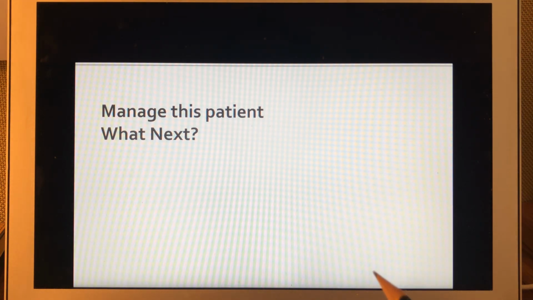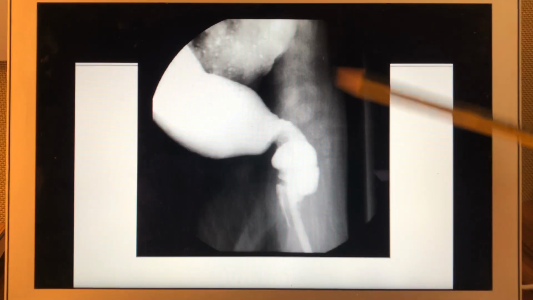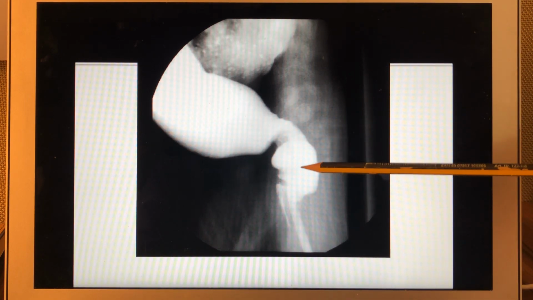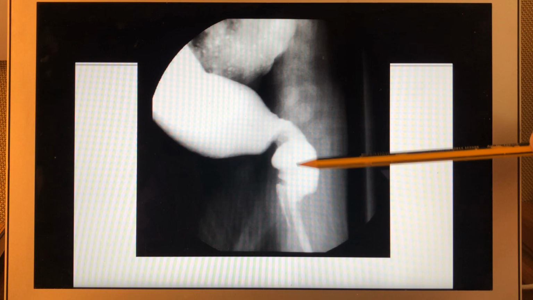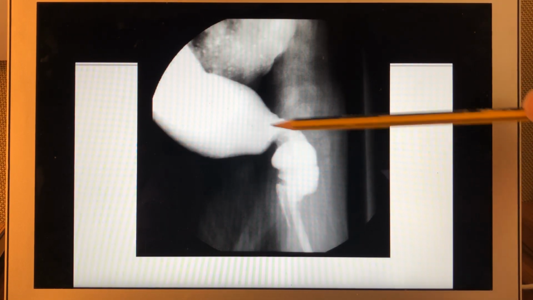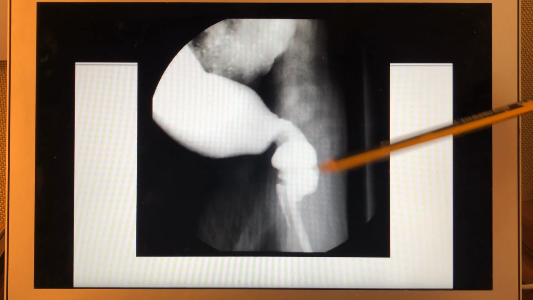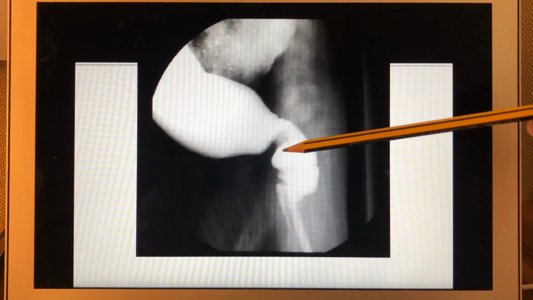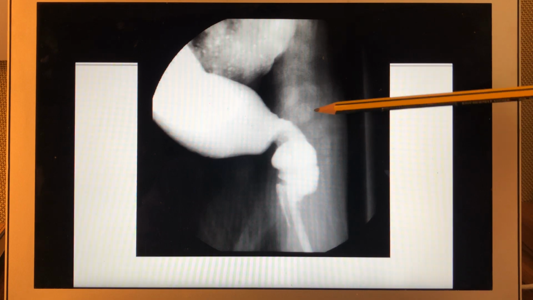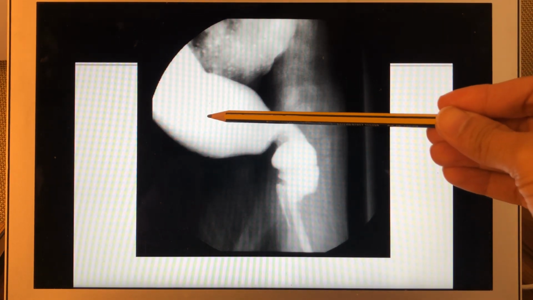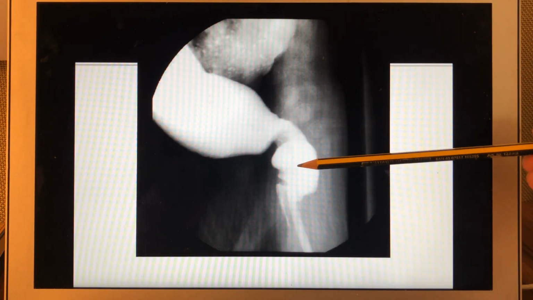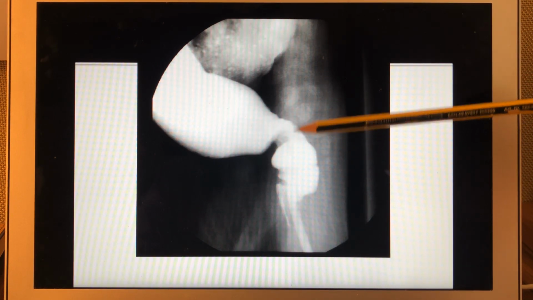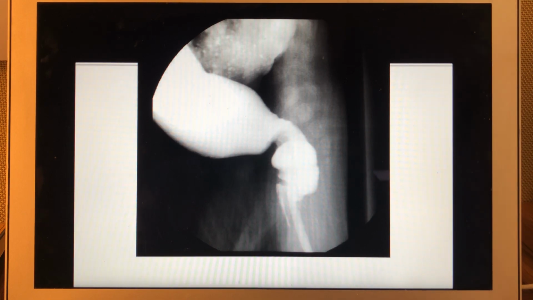What to do next? We'll do a contrast enema. When you do the contrast enema, have a look at the caliber of the rectum and the sigmoid colon. There is a discrepancy between the two loops of bowel. Typically, the rectum has the widest diameter in the whole bowel. Having a larger sigmoid diameter compared to the rectum is suggestive of a reversed rectosigmoid ratio, which is suggestive of Hirschsprung disease.